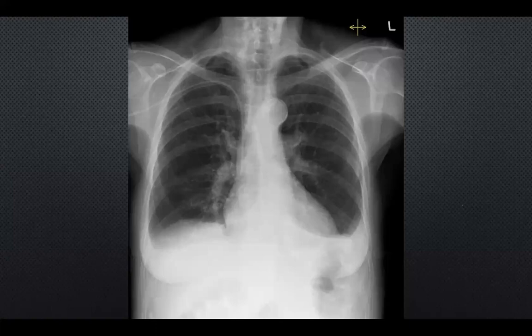But yeah, so you'd be measuring the largest width of the heart, and then the largest width of the thorax. And then that will be your ratio. And if it's more than 50%, then you've got cardiomegaly.